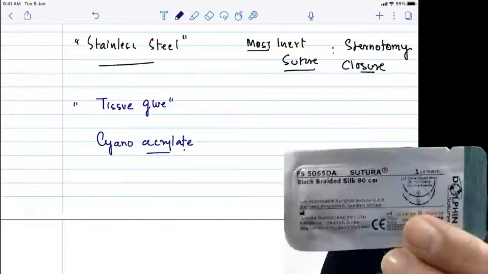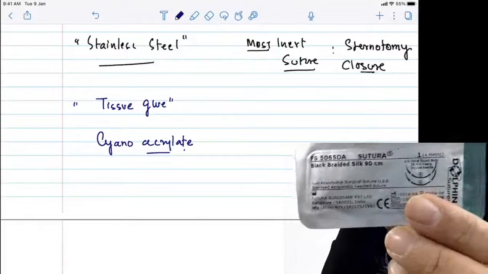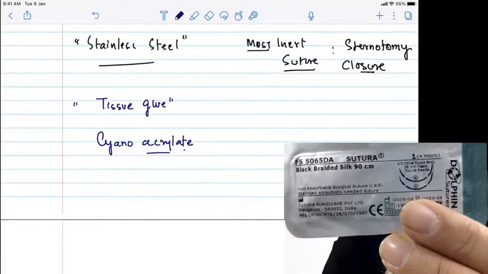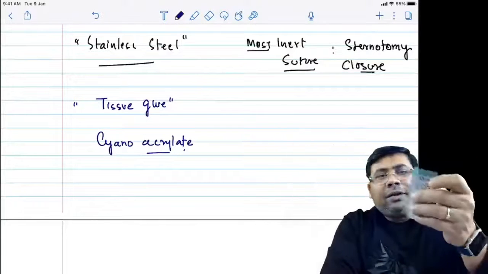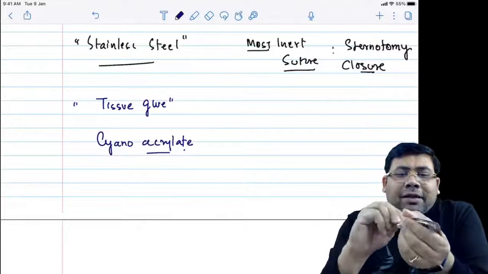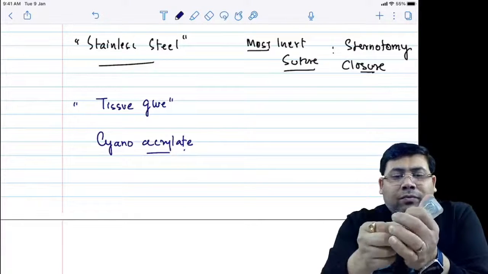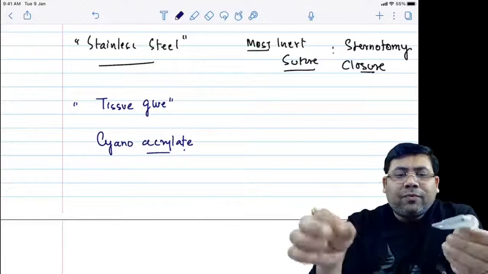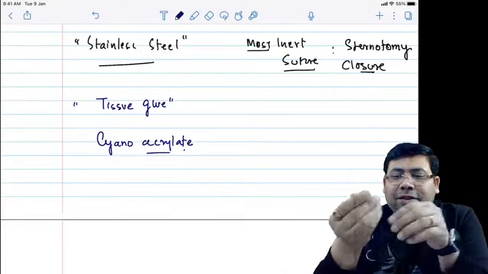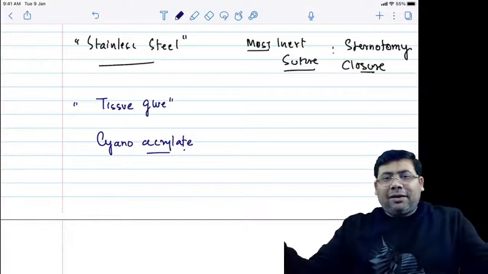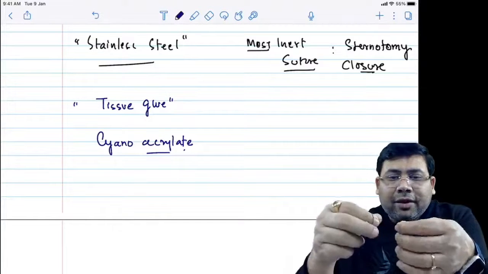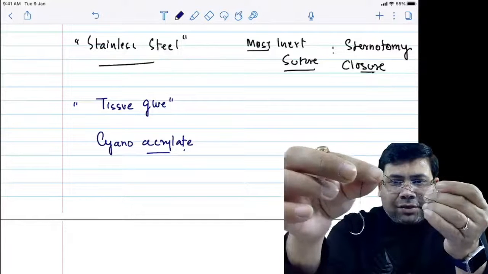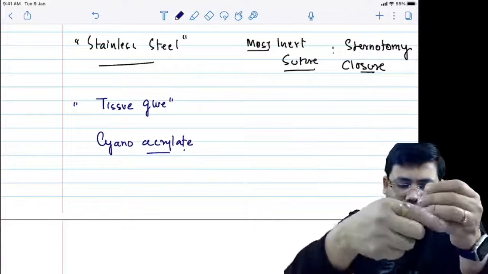There is information. Can you see one metric is written, half circle round body. Can you see double needle, half circle round body, double needle. So let us open it and see whether it is true or not. There is a suture which is having, can you see, 1 metric length. So the standard length is 1 metric length, and this is one needle and this is the other needle. So there are 2 needles in this.